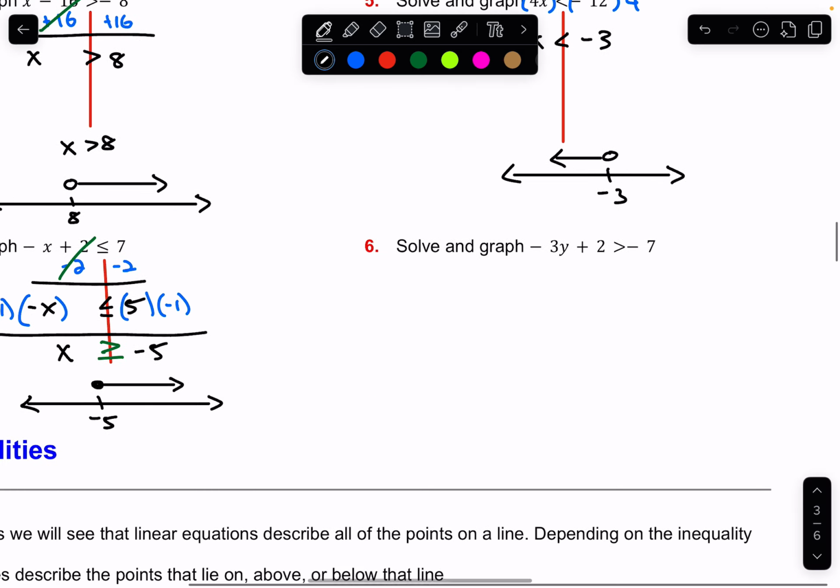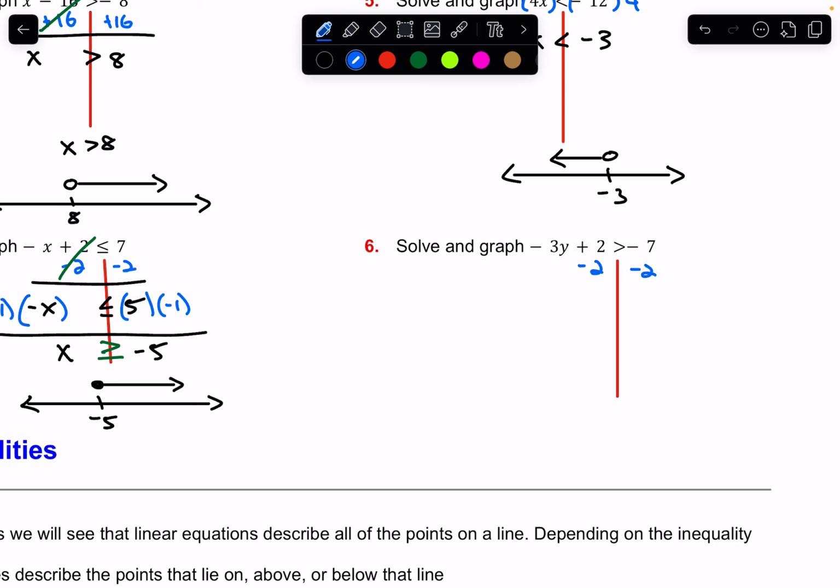Okay, number 6. We're going to draw a vertical line under the inequality symbol. -3y plus 2 is greater than -7. I'm going to subtract 2 from both sides. When I am subtracting, I don't do anything to that inequality symbol. It stays put. It's only if you multiply or divide. The 2's cancel. I have -3y is greater than -9.